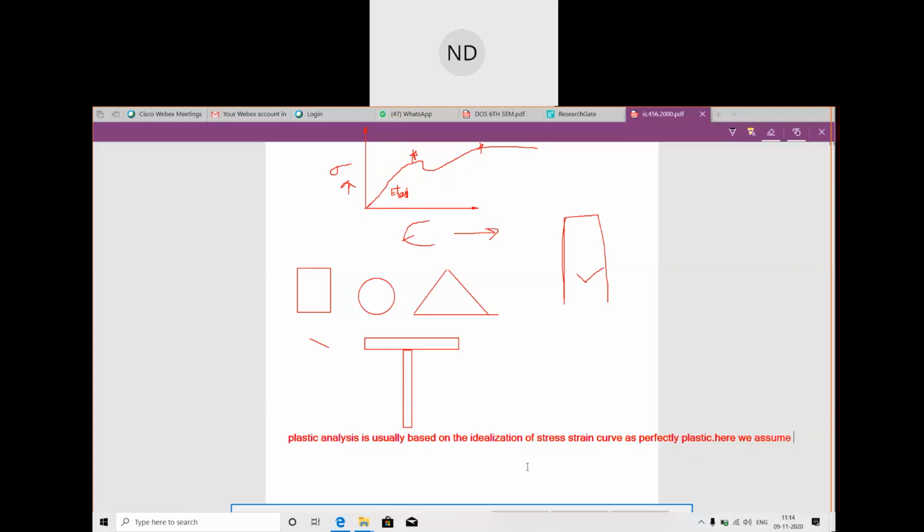So here in this plastic analysis, basically we assume the width thickness ratio of plate elements. Oh, where am I going?